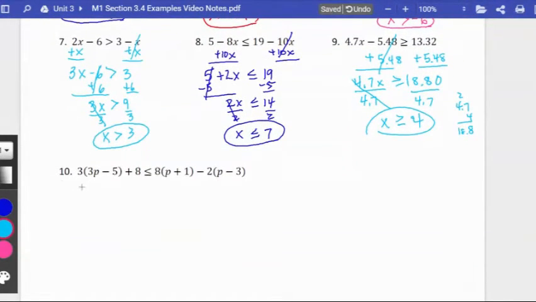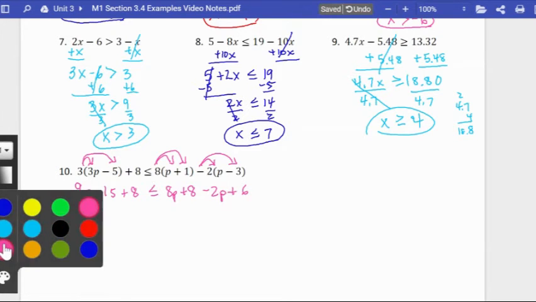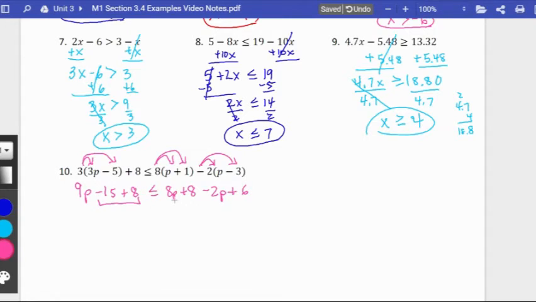All right, next problem. We have quite a bit of distributive property I got to deal with. I'm going to go ahead and put in all my arrows. And here we have 9p minus 15 plus 8 less than or equal to 8p plus 8 minus 2p plus 6. This problem is very similar to the homework problem. I'm going to combine like terms there. I have like terms here and here, so I'm going to do all of that in my next line. 9p minus 7 is less than or equal to 6p plus 14.